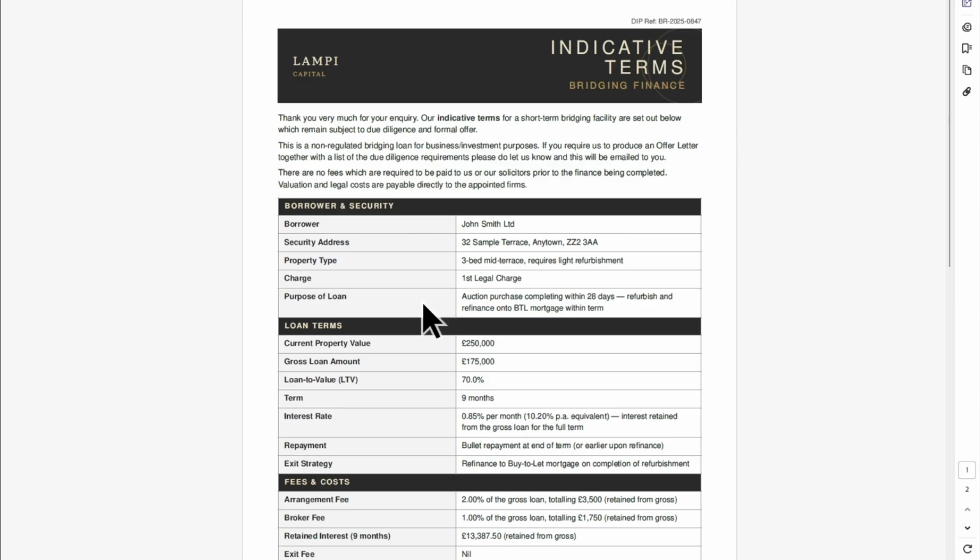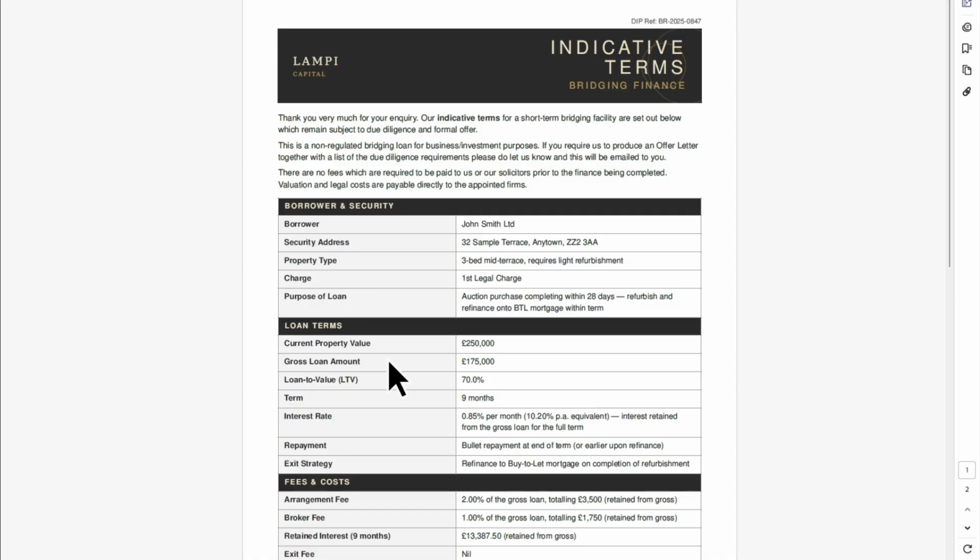Then again, the purpose of the loan. Some lenders will have this, some won't, but it just is again to make sure they are showing you what they think the funds are going to be used for. So if it's an auction, if it's development finance, refurb, etc. Then we've got the property value, fairly self-explanatory. How much is the property worth? Not necessarily the purchase price, because some lenders will have the current value and the purchase price if different.